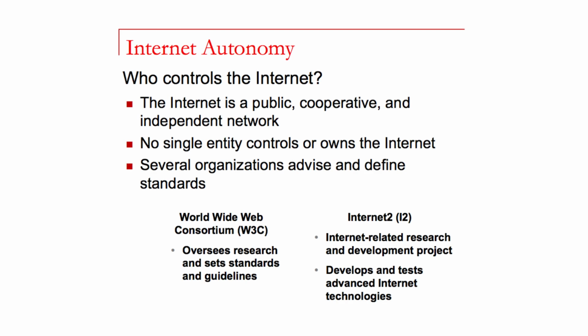Also very important to discuss, and this is also a topic of impact that you may want to have your students consider, is who actually controls the internet. For a long time, the internet was neutral. No one really controlled it. It was kind of a public cooperative agreement. No entity controls that, but there are several organizations that do advise and define standards, such as the World Wide Web Consortium and Internet 2. These are all groups that decide what protocols and what kind of standards and guidelines are used, because everybody needs to at least agree on the same way that we're communicating over the internet in order for the messages and information to work out.